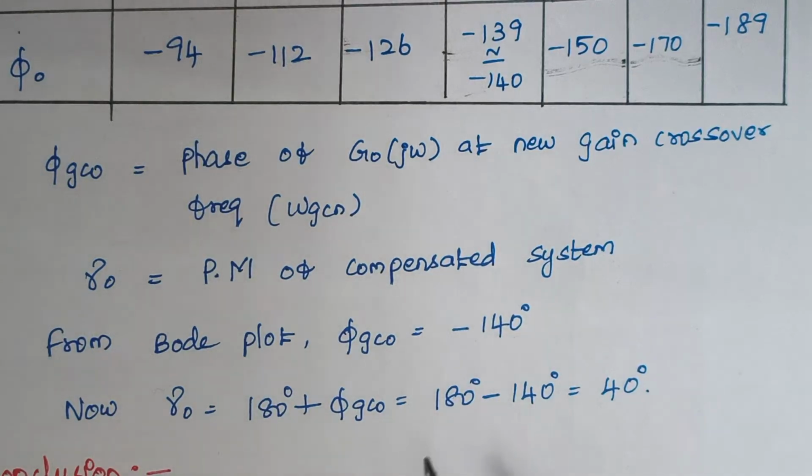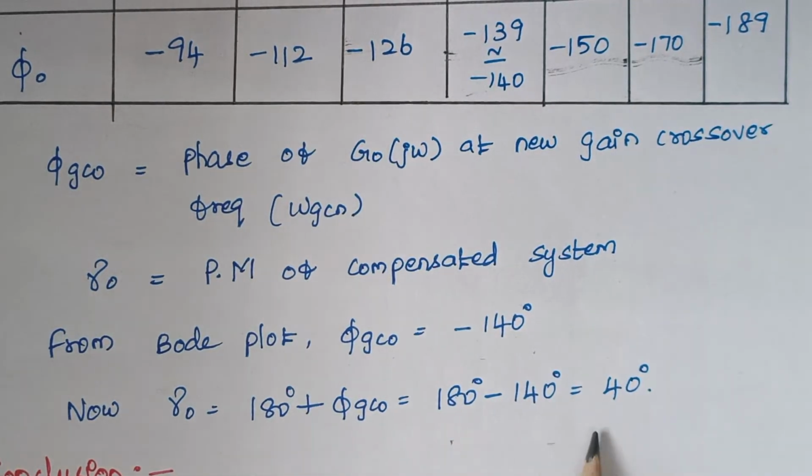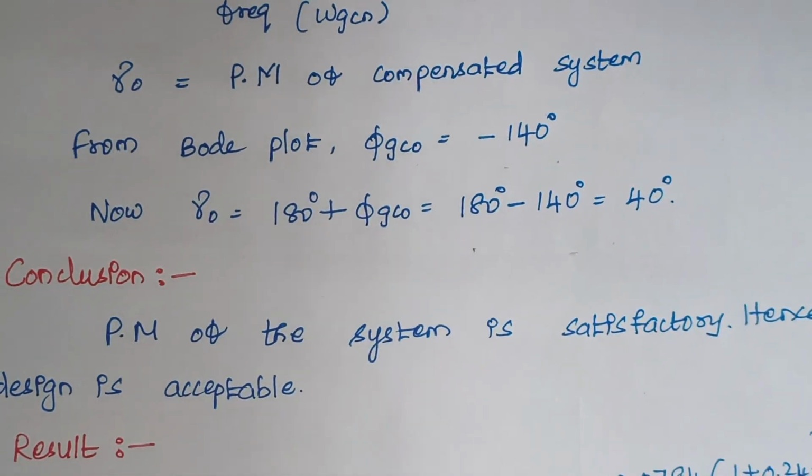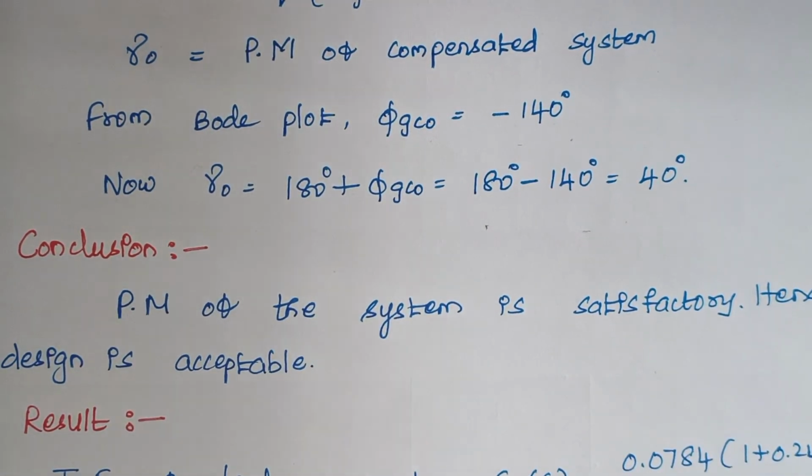So now the value of this phi gc naught is minus 140. Again substitute in the formula 180 degree plus phi gc naught. So that gives an answer of 40 degrees, right? So here the expected value of phase margin should be greater than or equal to 20 degrees, right? But here now we are having 40 degrees, so it is more well and good. Therefore, in conclusion, the phase margin of the system is satisfactory. Therefore, the design is acceptable, right?